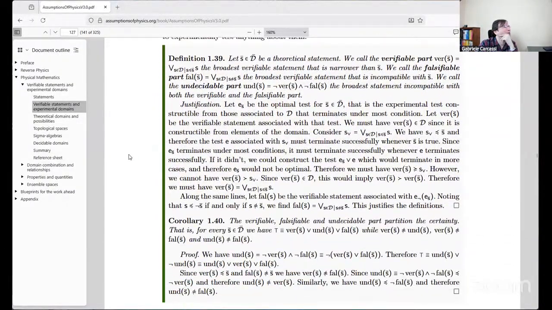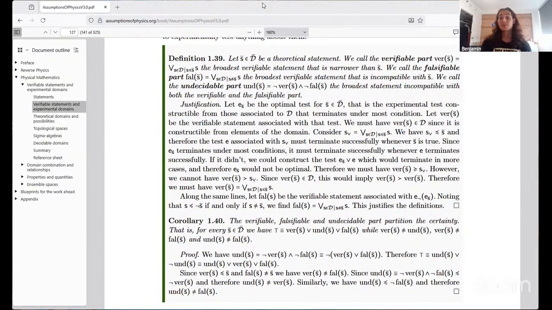Okay, let's proceed to Definition 1.39. All right. So this definition is basically just what Julia said, but maybe more formal. Definition 1.39: let S bar and D bar be a theoretical statement.